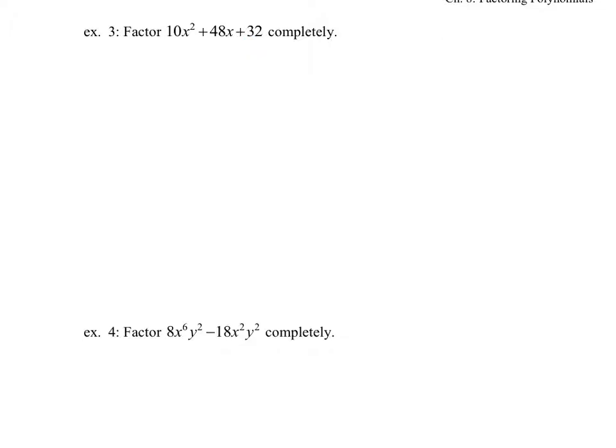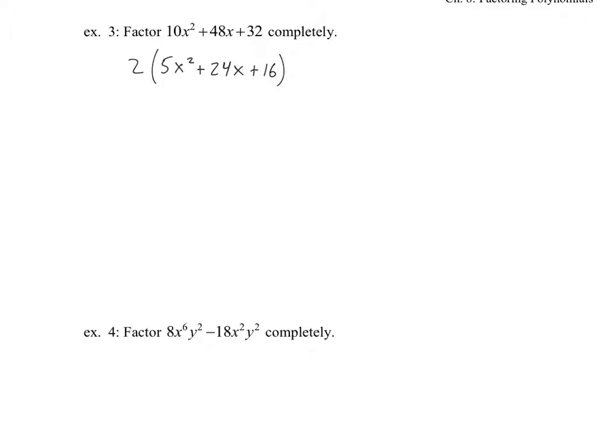So let's see. Maybe I'll switch to black. If I pull a 2 out, 10x squared divided by 2 gives me 5x squared. Then 48x divided by 2 gives me plus 24x, and a positive 32 divided by 2 is 16.